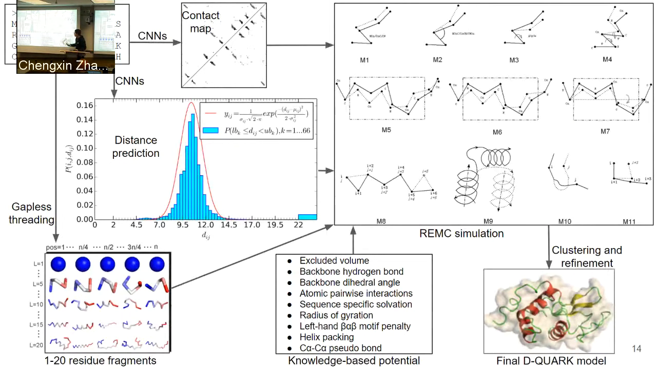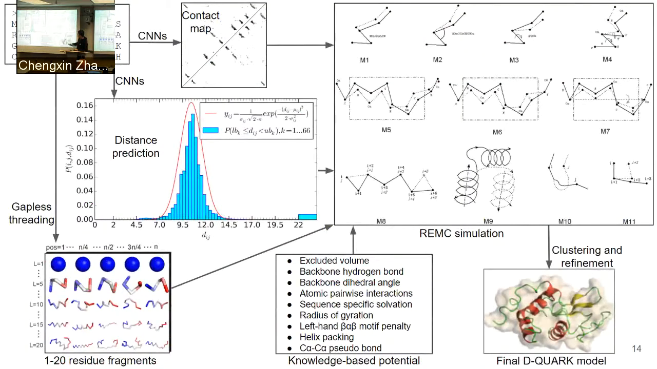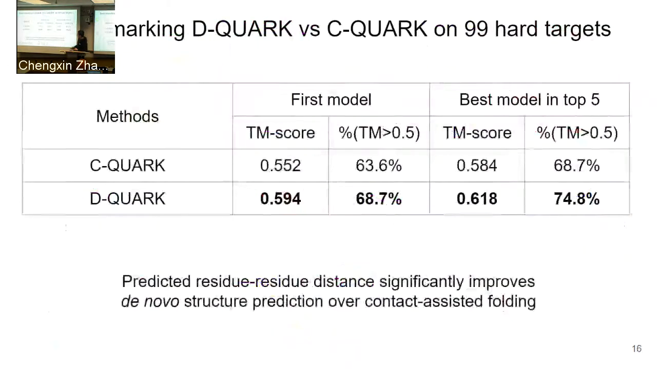How do we predict the distance? By using almost the same architecture, but now instead of an L by L by 1 prediction, we have an L by L by 22 prediction. And 22 is the number of different distance bins for one residue pair. So we use a similar Monte Carlo simulation by adding the predicted distance, and the structure modeling quality can be significantly improved. Here is the average TM score of around 100 protein structures. And here is the number of target proteins whose TM score is greater than 0.5, which means the structure prediction has a good quality.